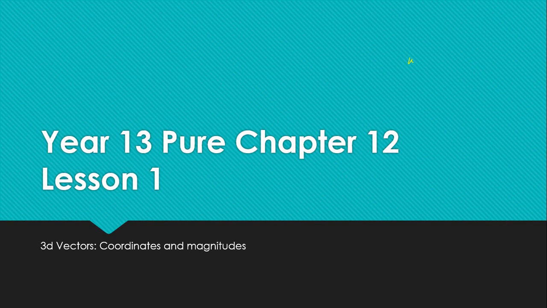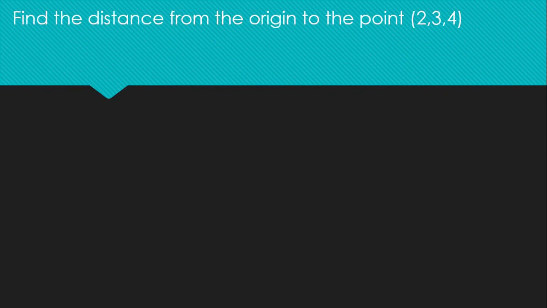That being said, this first lesson is dead easy. It's all about coordinates and magnitudes in 3D. So we've got find the distance from the origin to the point 2, 3, 4. Now what you'll notice is this is obviously 3 dimensions, because we've got an x part of our coordinate, we've got a y part, and we've got a z part. Okay, there's an x, y, and a z, and those are our 3 dimensions.